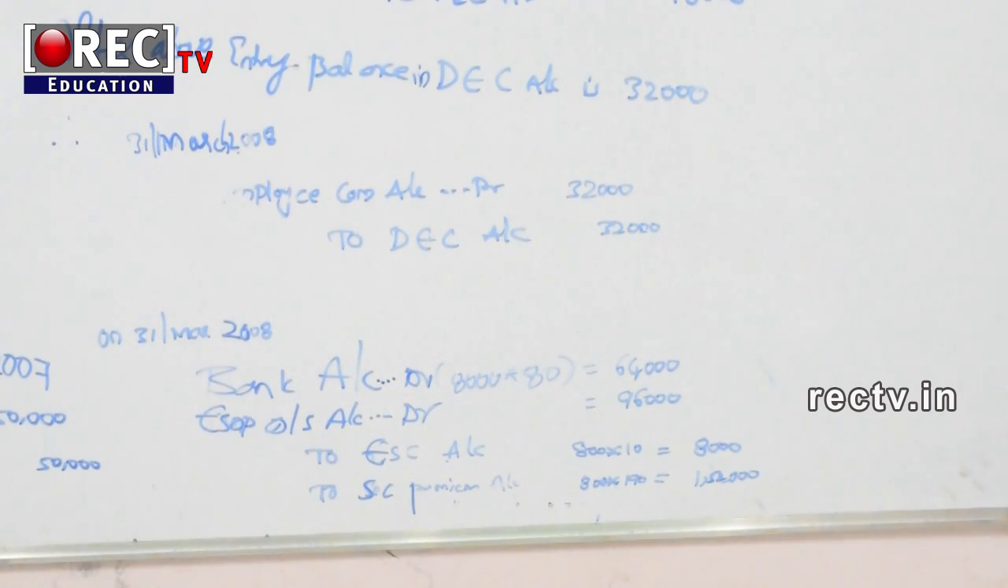On 31st August 2008, for the exercise of option. In the question it is given that 800 options are exercised on 31st August 2008. For this the entry will be bank account debit, that is 800 options into 80, 64,000, and ESOPs outstanding account 96,000, to equity share capital 800 into face value 10 rupees, so 8,000, and the securities premium account 800 into 190. So the amount is 1,52,000. With this our balance sheet will tally.